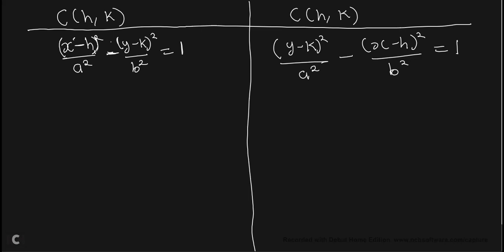So this is your hyperbola. For the first one, where is your a? It is in the x-axis. So the vertices will be in the x-axis, h plus or minus a, k. Then your b is in the y-axis, so it will be h, k plus or minus b, like that, right?